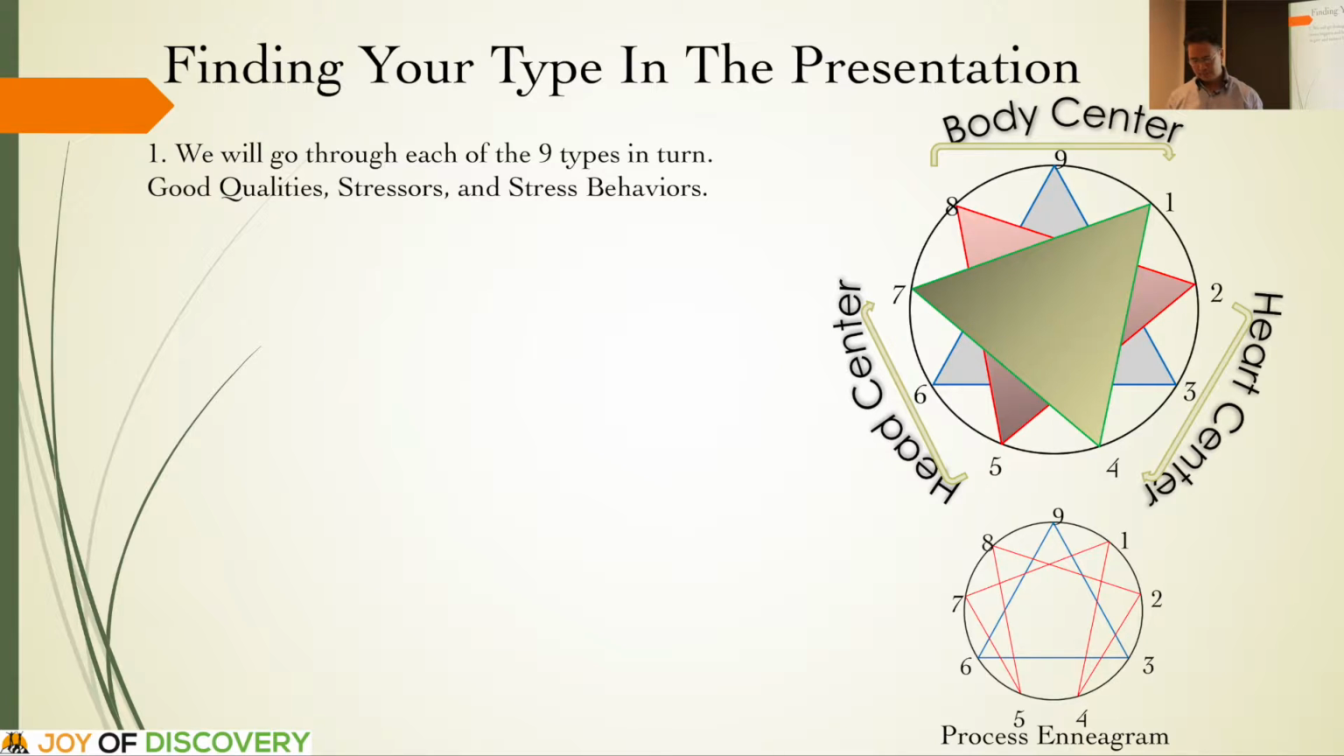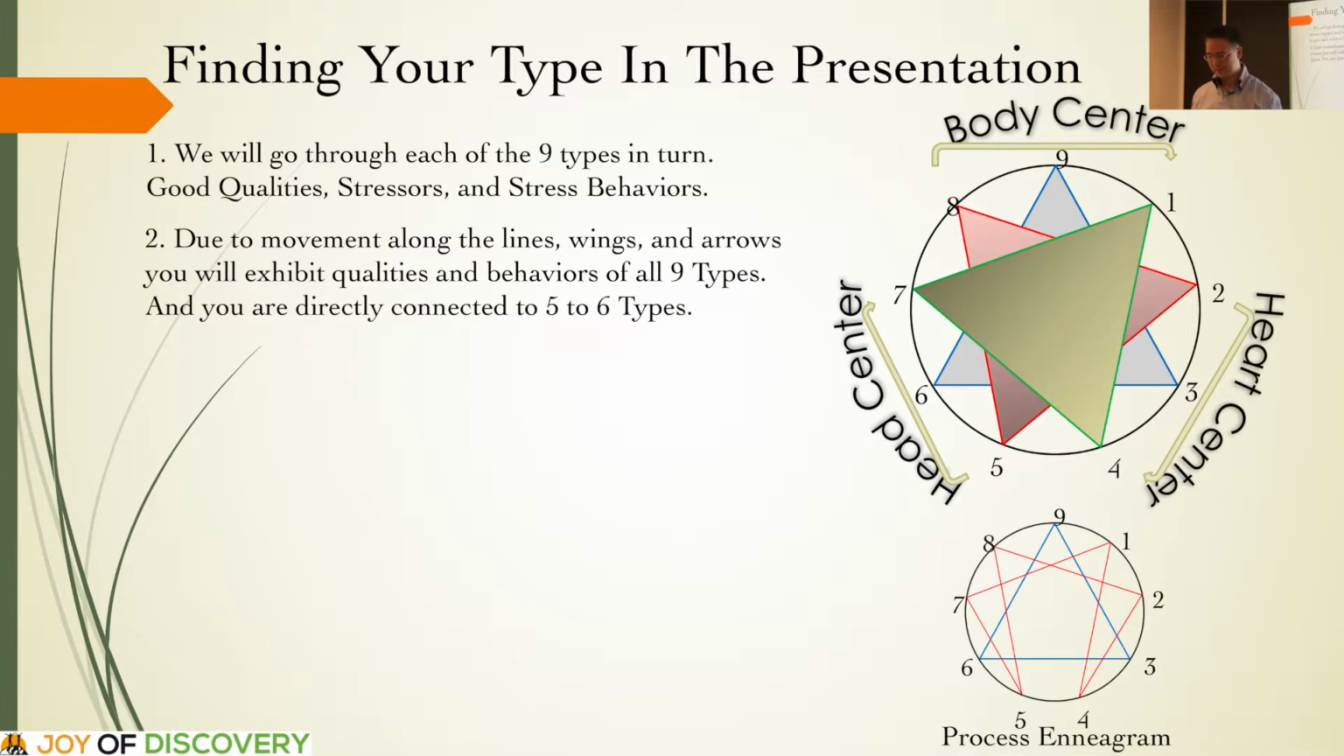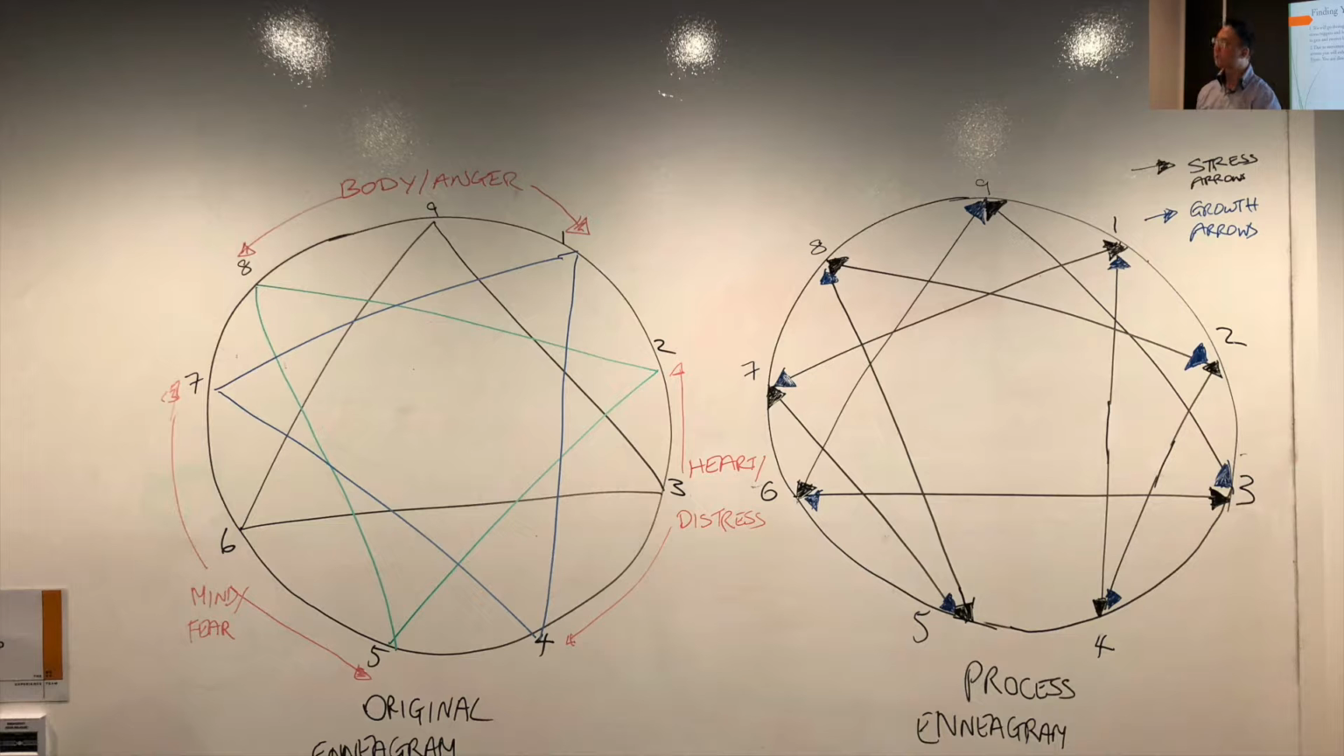So basically, we're going to go through each of these 9 types and the stress triggers and behaviors that limit their ability to give and receive love. And due to movements along the lines, the wings and arrows, you're going to exhibit stress behaviors of all 9 types at some point in your life. And you're also directly connected to 5 or 6 types. So what do I mean by this? Let's take Enneagram type 1, for example.